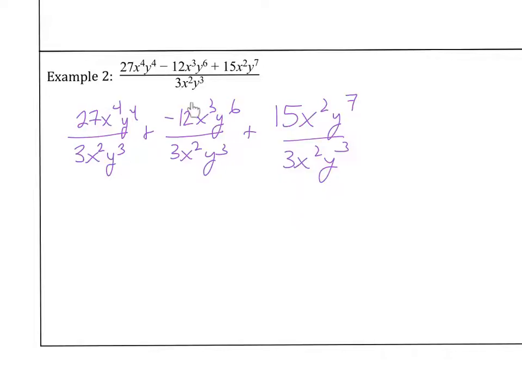So this is the thing I might be thinking about, and I would just take this piece by piece. I would not necessarily write this down. I'd just be thinking, what is this divided by 3x squared y cubed? What is this divided by 3x squared y cubed? So on and so forth. And I'd do it piece by piece by piece, which I'll do now.